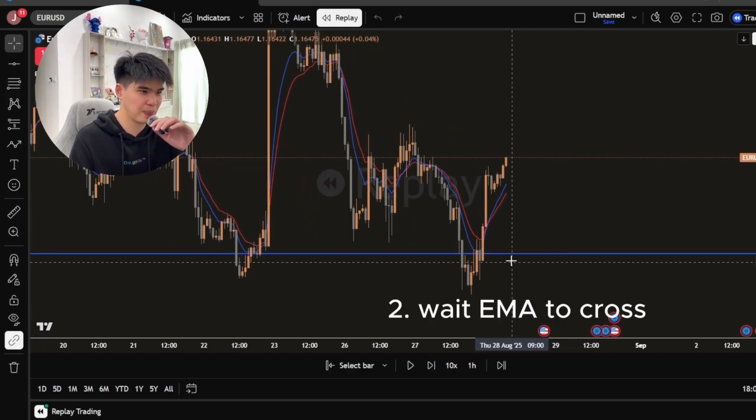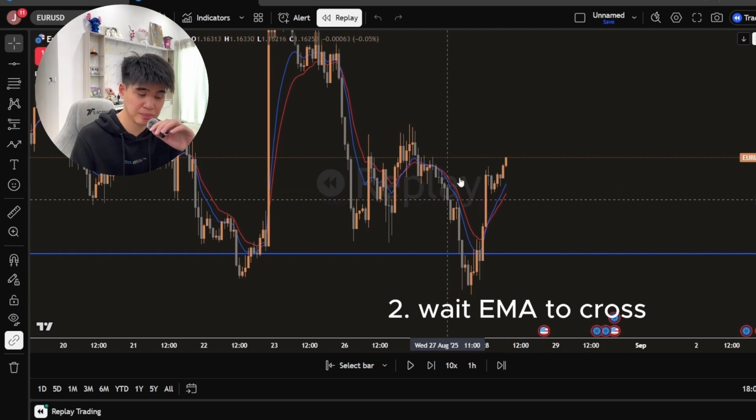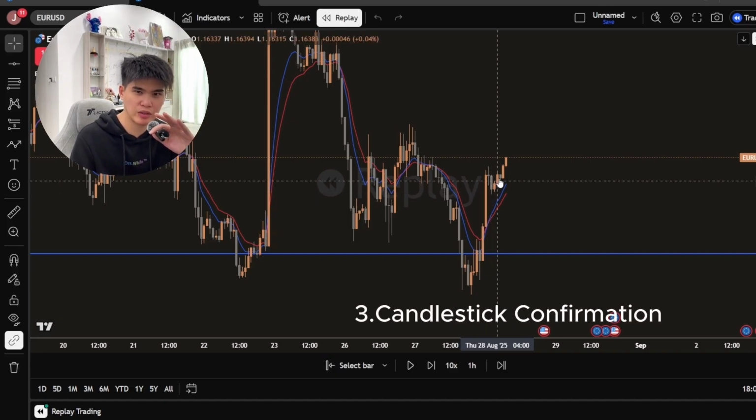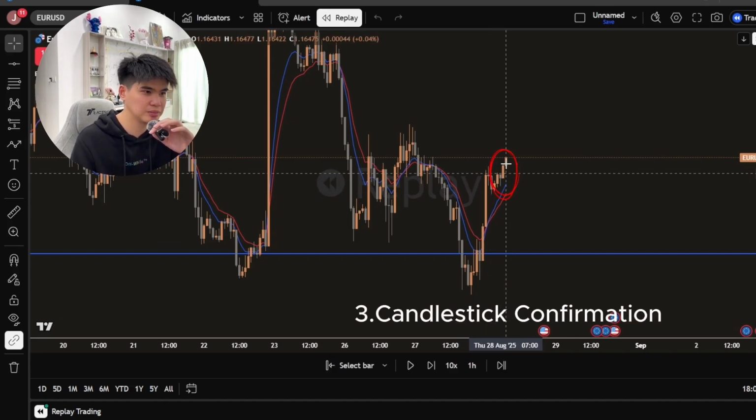Okay. Now, EMA crosses back up again. It retraces back. Didn't break my EMA. It's still quite far off. And I'm looking for my confirmation. Do I have my confirmation? It's right here. All right. This candle is a bullish engulfing candle.